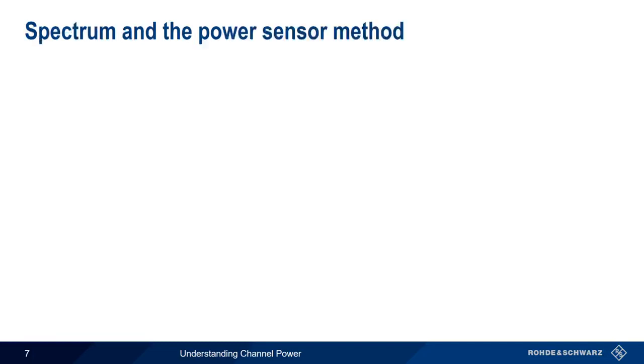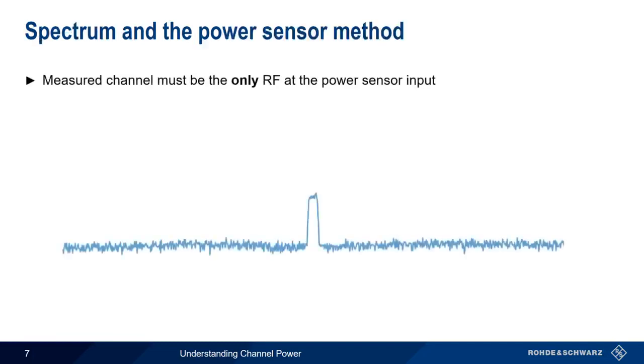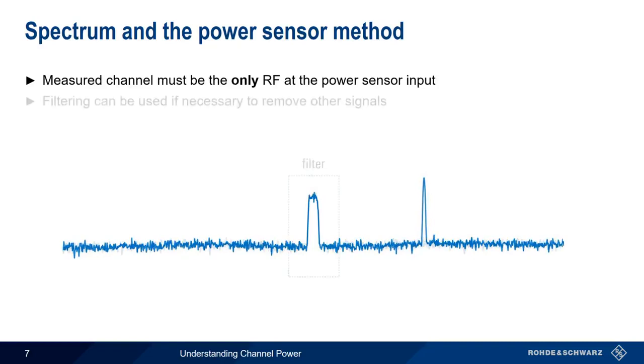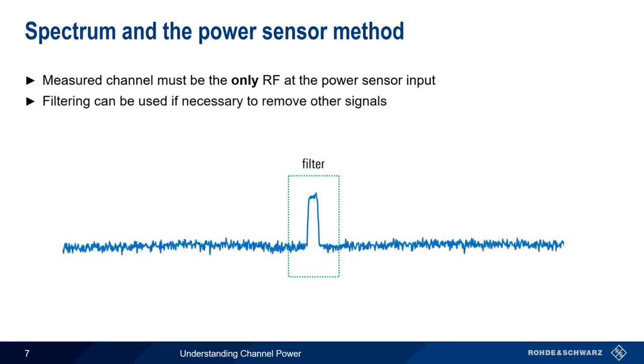The power sensor method only works if the signal we're measuring is the only signal present at the sensor's RF input. If other signals are within the power sensor's bandwidth, these have to be removed before we measure channel power. Otherwise, we'll be measuring the sum of all the power in the sensor's bandwidth and not just the power of the channel that we're interested in.